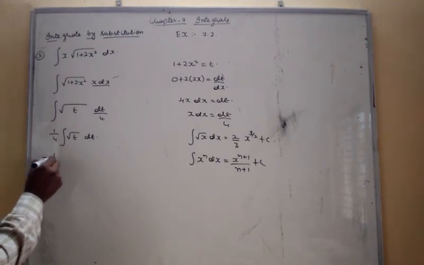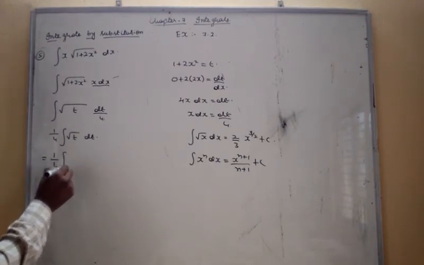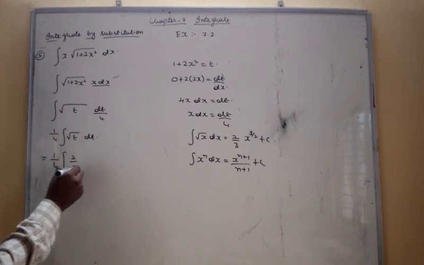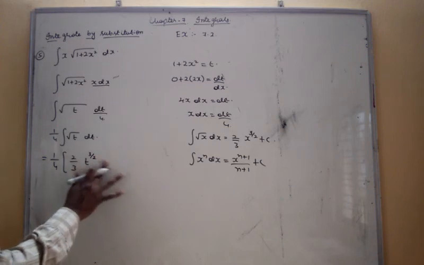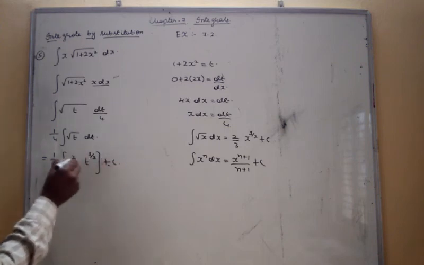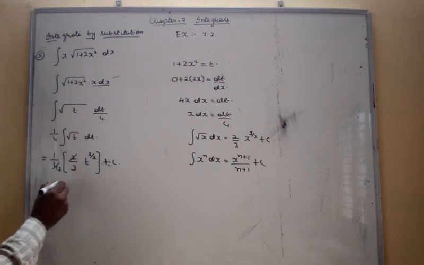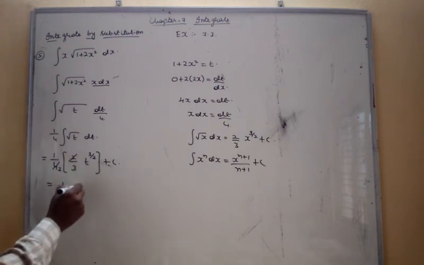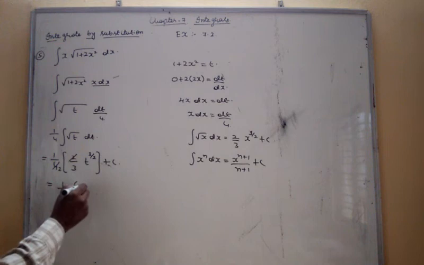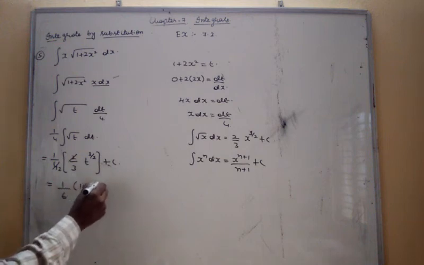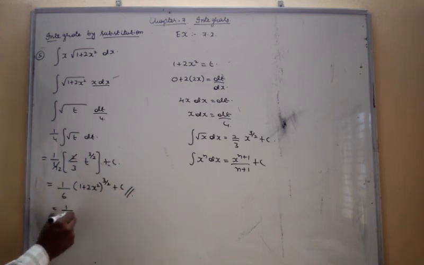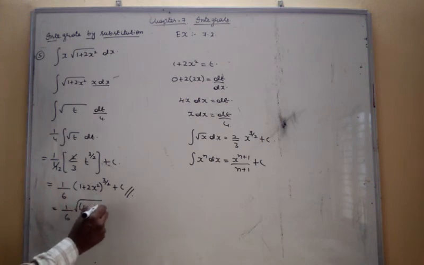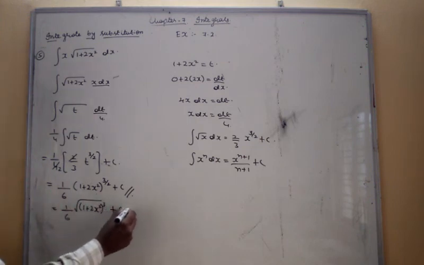Okay, 1 by 4, then integration of root t is 2 by 3 t to the power of 3 by 2 plus c. Then 2 ones are 2, 2 twos are 4, that gives 1 by 6, and the value of t is 1 plus 2x square whole to the power of 3 by 2 plus c. You can write it as 1 by 6 square root of 1 plus 2x square whole cube plus c.